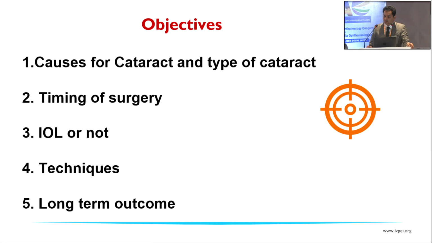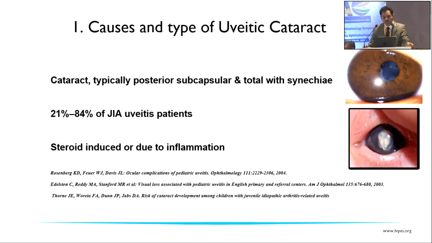We will divide this talk into 5 areas. One is to find out what the causes and types of cataract are, what you see, and what the best timing is for doing the surgery in this patient. And if you decide to do surgery, whether an intraocular lens is implantable or better to avoid, and if you decide, what techniques can help you. And most important, what we are all looking for in pediatric and uveitic cataract surgery is the long-term outcome.